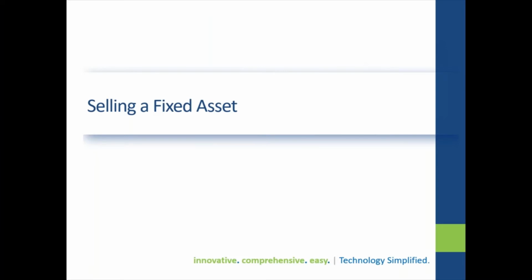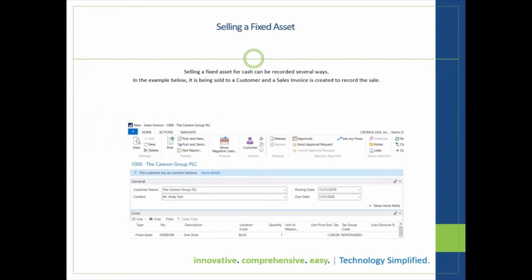I'm going to touch on real quickly the couple different ways to sell an asset. Last week we just talked about disposing of an asset without any money exchange. Selling a fixed asset would mean some sort of a receipt of cash. So there's a couple different ways to do that. The example that I'm showing here is maybe you sell it to a customer, or someone who's not necessarily a customer, just an outside buyer that you want to set up as a customer, and you want to actually create a sales invoice to send it to them.